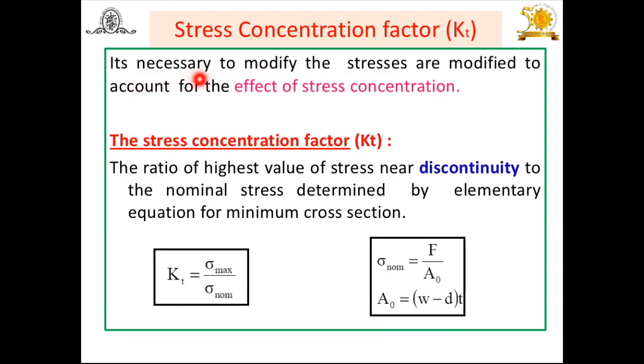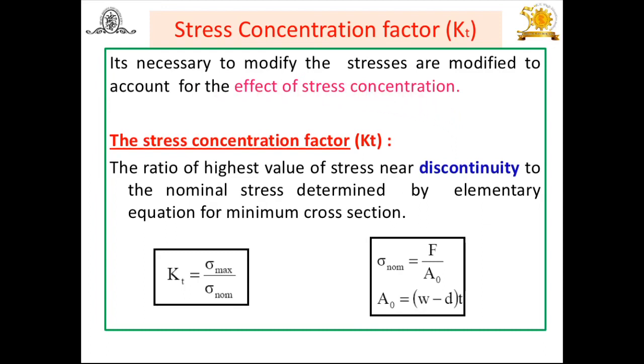And how to modify these stresses? Because at an abrupt change, where the geometry or the section changes, the intensity of that stress is more. To take into account this change in stress magnitude, what we have to do? We have to introduce the stress concentration factor. That means to account for this effect of stress concentration, the stress concentration factor is introduced, and it takes care of the modified or localized stresses because of the abrupt change in geometry or cross section.